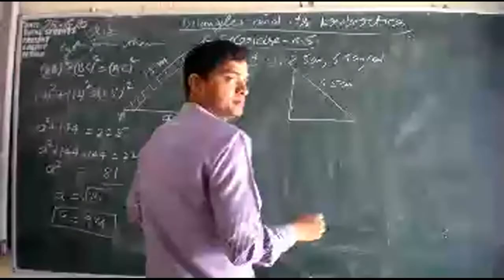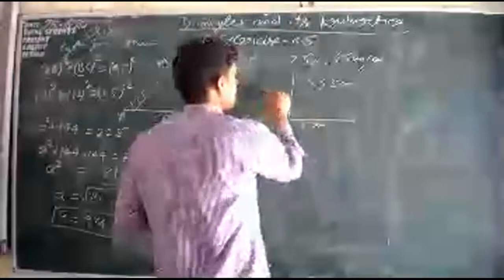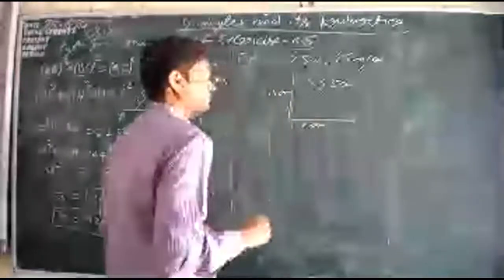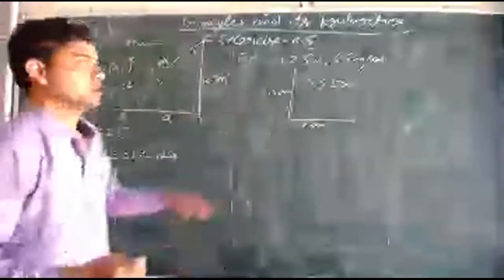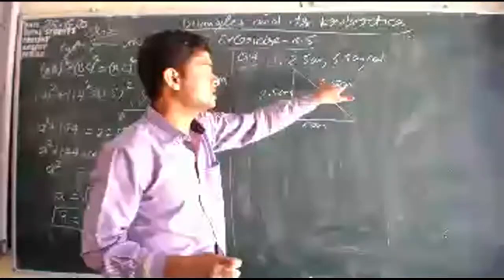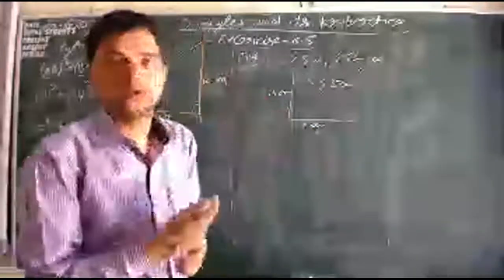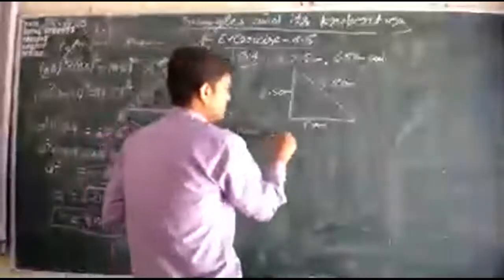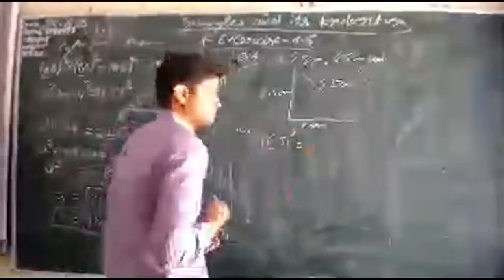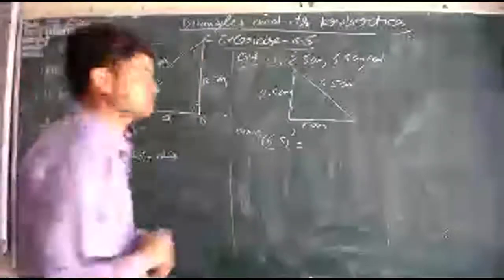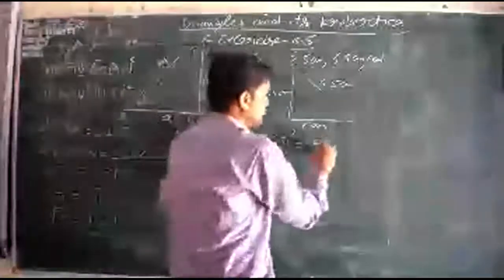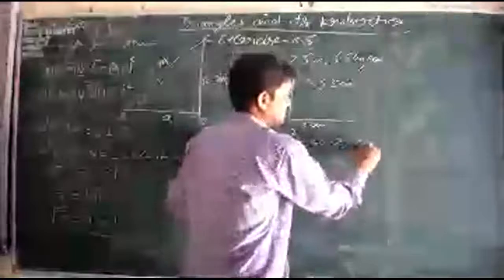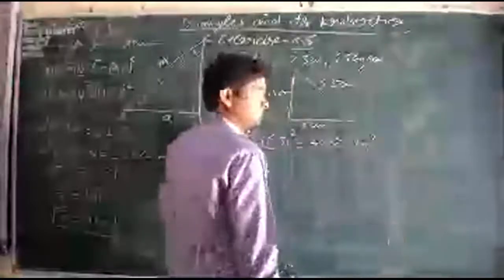Clear? And these two sides are 6 centimeters and 2.5 centimeters. Now we have to check whether the square of this side is equal to the sum of the squares of these two sides. Okay, here 6.5 square is equals to 42.25 centimeters square. Clear?